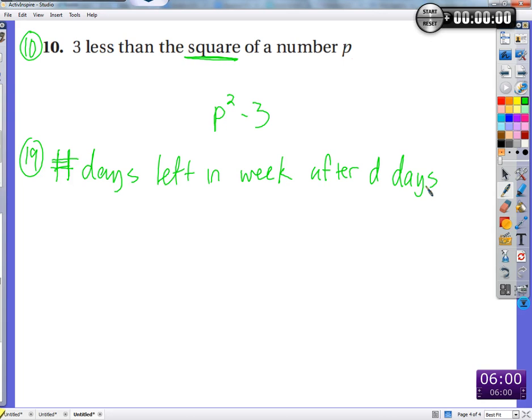How many days are in a week? Seven. Start with 7. And if it's been D days already, if it's been 4 days already, you subtract 4 from 7, there's 3 days left. If it's been 2 days already, you subtract 2 from 7, there's 5 days left. You just subtract whatever the number of days that have gone by so far from 7. Okay.